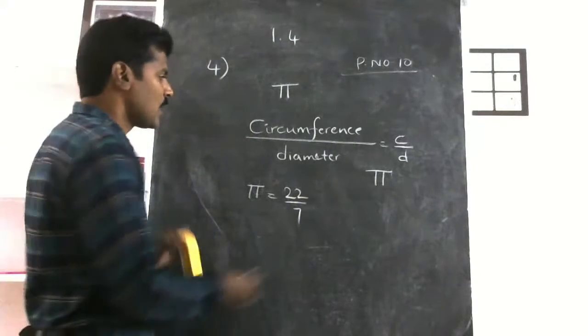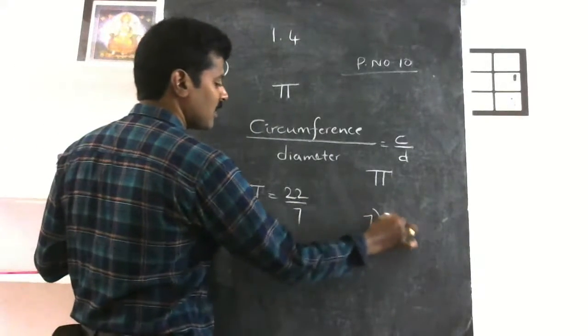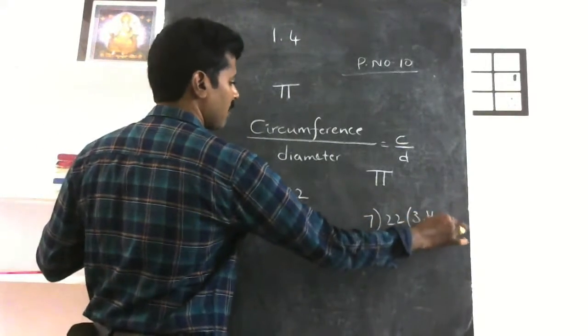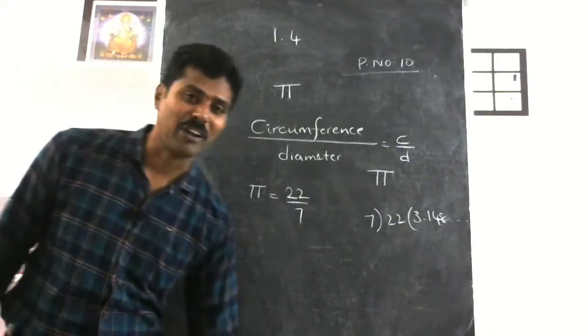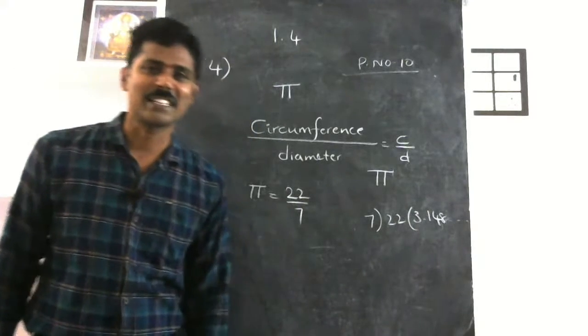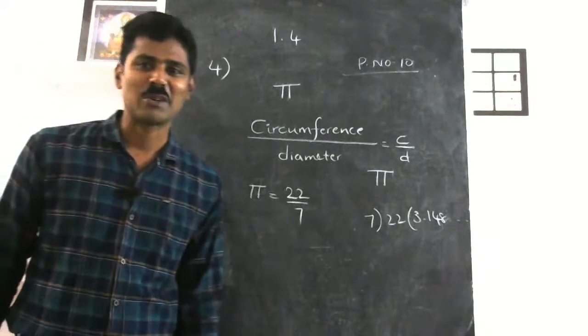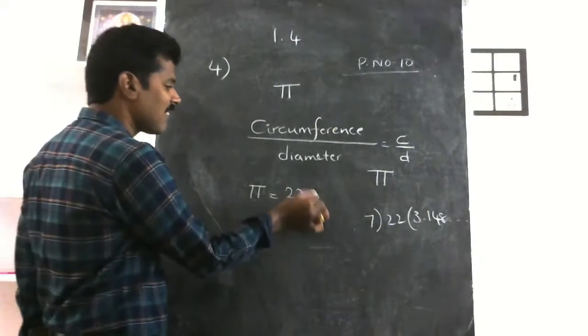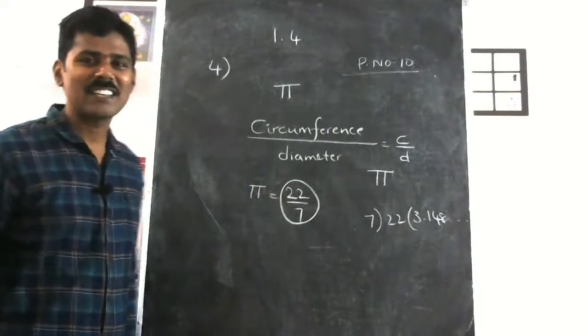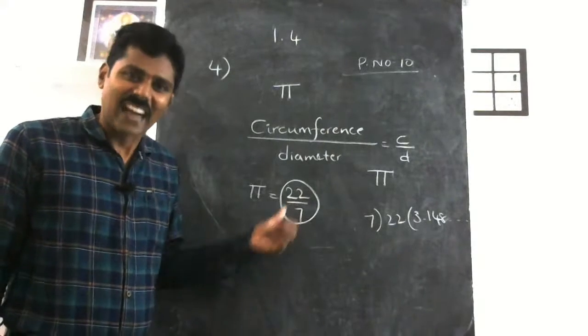They have written that 22 by 7, they have divided 7 into 22. They got something like 3.148 and so on. Simply they mentioned that this is a non-terminating, non-repeating decimal, hence it is an irrational number. Do you agree with that? No. 22 by 7 is nothing but a rational number.